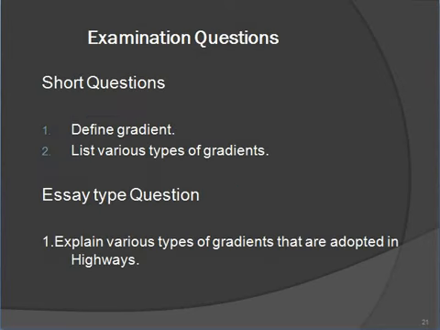Coming to the examination questions, the short answers are: define gradient, and list various types of gradients. And the essay type question is: explain various types of gradients that are adopted in highways. So these are the questions from the examination point of view.